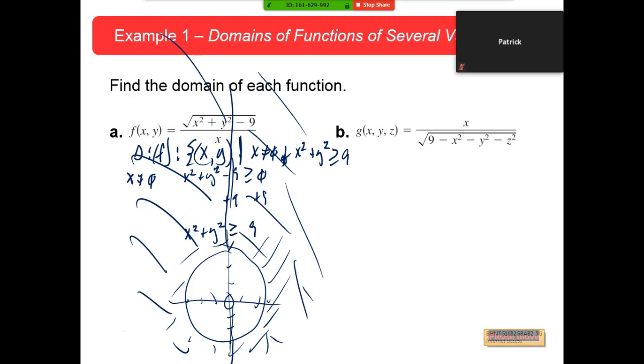Okay. Now, how about the domain of this function, g of x, y, z? How are we doing on time? Oh, we're out of time, aren't we? Yeah, we're out of time. Okay, so we're going to do 9b next time. Let's just take a real quick look and see what we got.